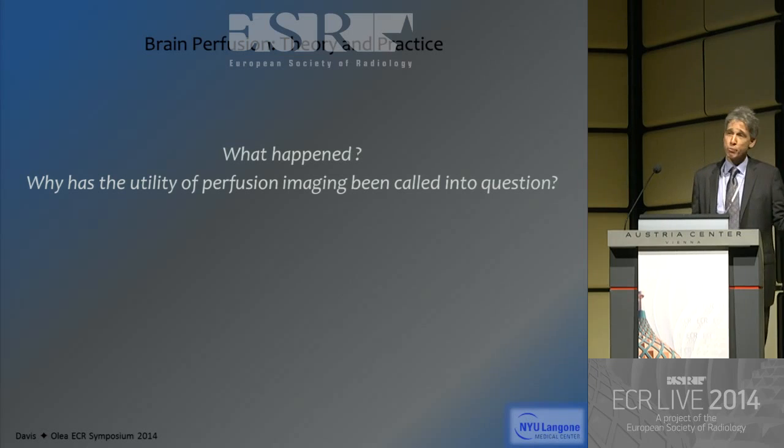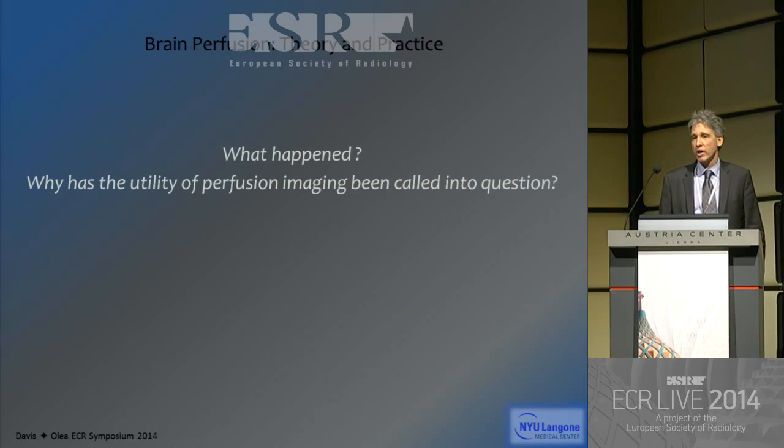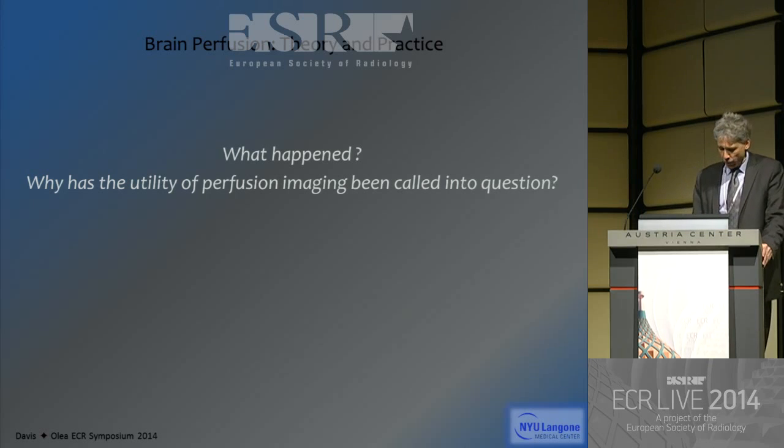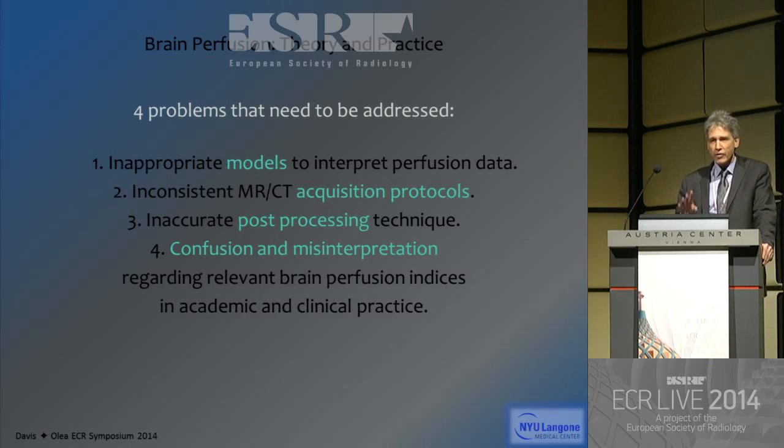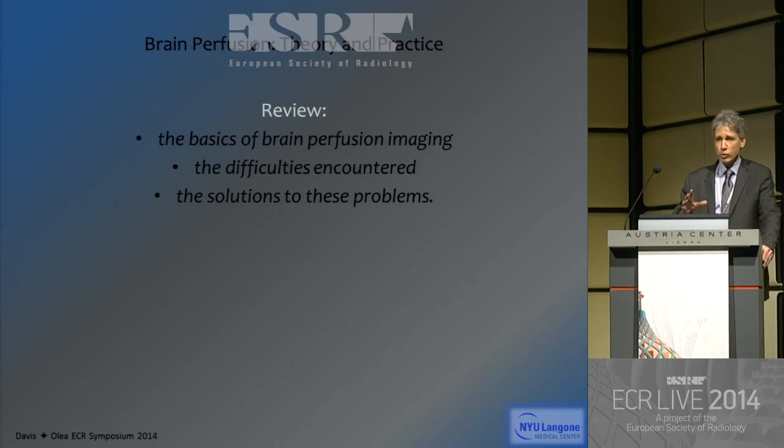Why did we go from huge promise to almost a rebuttal of this field? And why has it been called into question? I think you can break it down to four separate components. The first one is that we use inappropriate models. The second, that our acquisition protocols are inconsistent. The third is that our post-processing that we've been using to date is inaccurate. And lastly, there's been misinformation and confusion in the literature and in practice about what are the best indices to use.